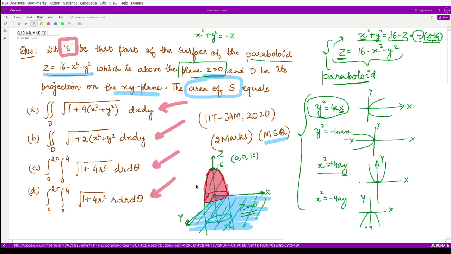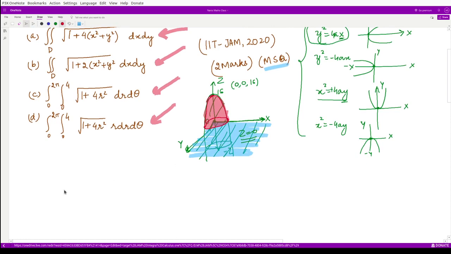Now here we are not required to calculate the surface exactly, but we have to tell which integral gives you the area, the correct value for the integral. So for that we have to calculate some small area, d of area. Suppose I am taking a small disk here. According to the small disk, whatever is this portion, I am calculating that area.